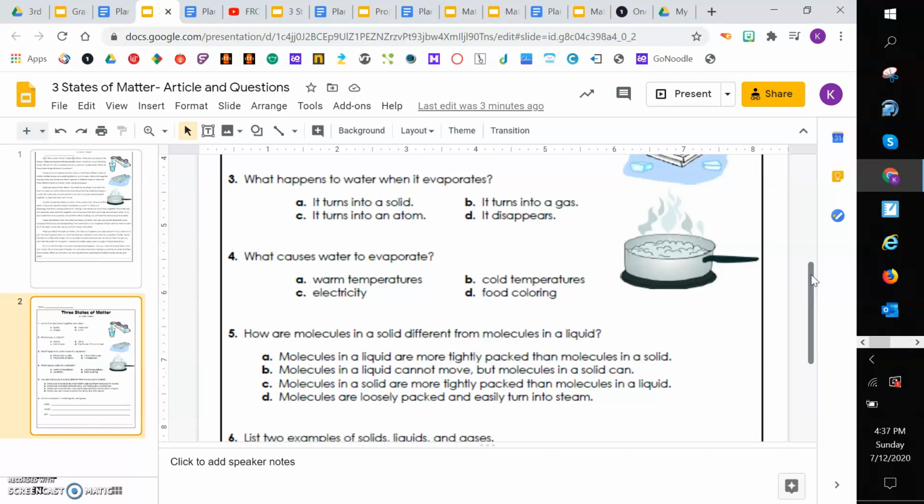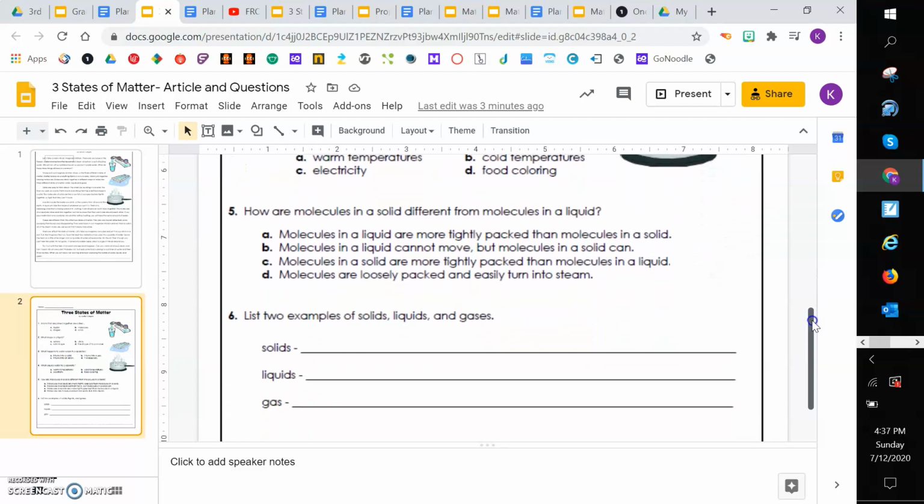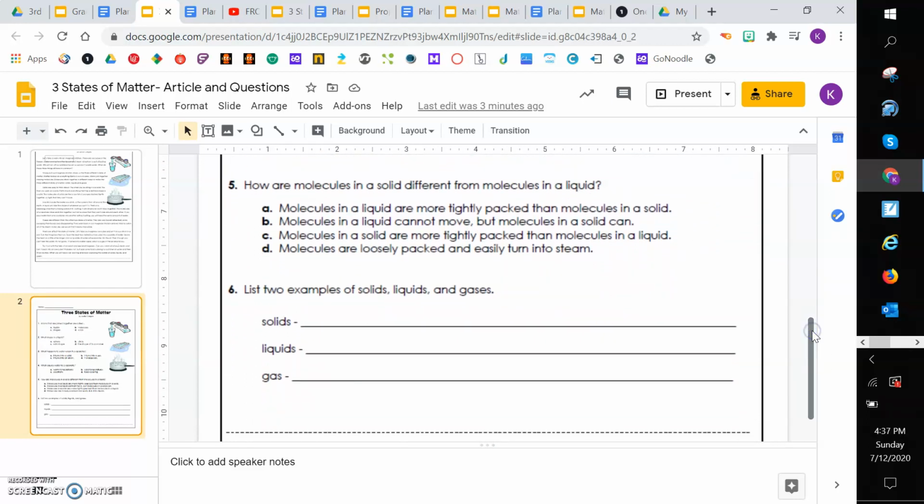Question four, what causes water to evaporate? A, warm temperatures. B, cold temperatures. C, electricity. D, food coloring. Question five, how are molecules in a solid different from molecules in a liquid?